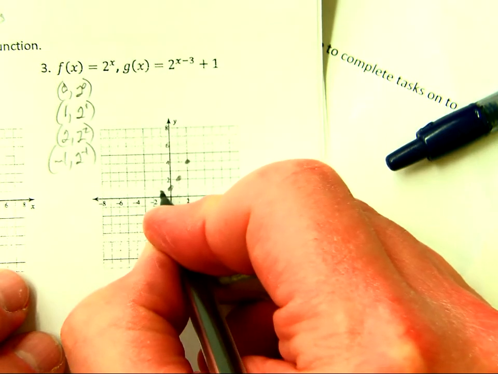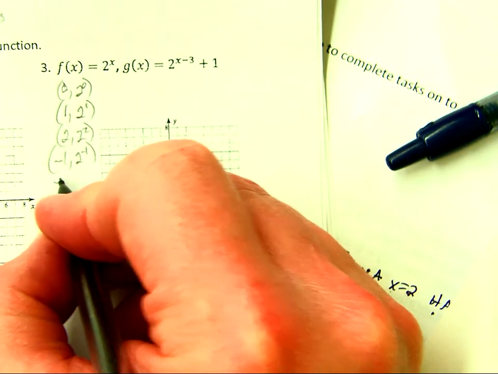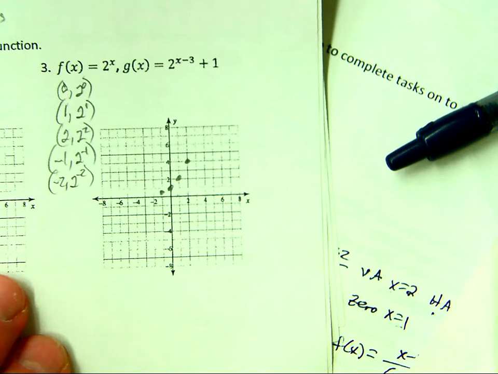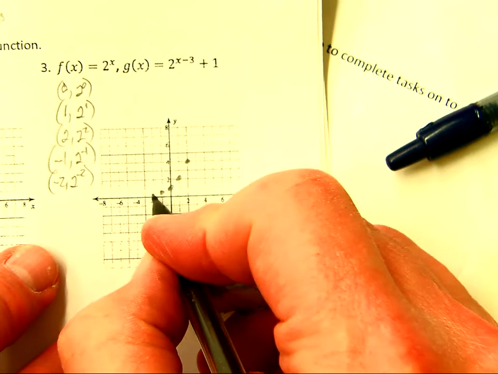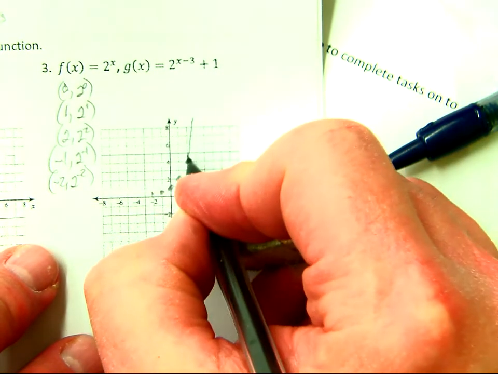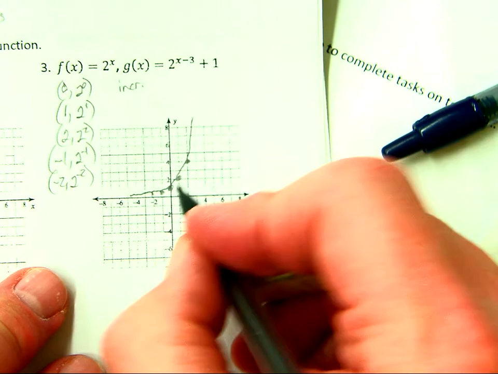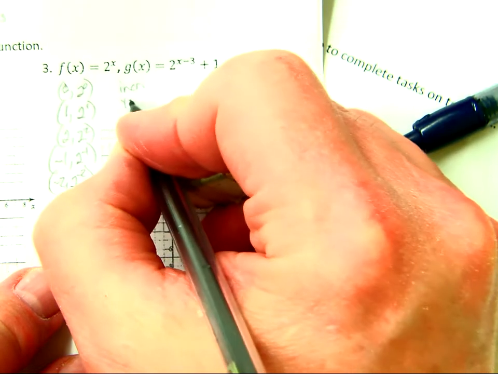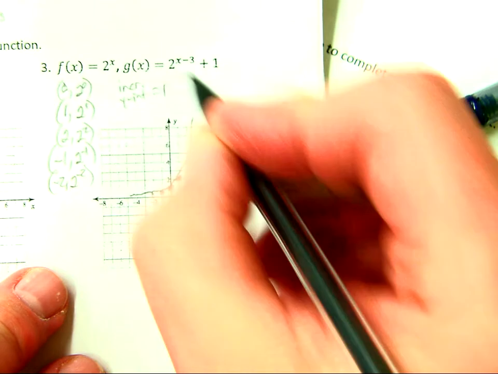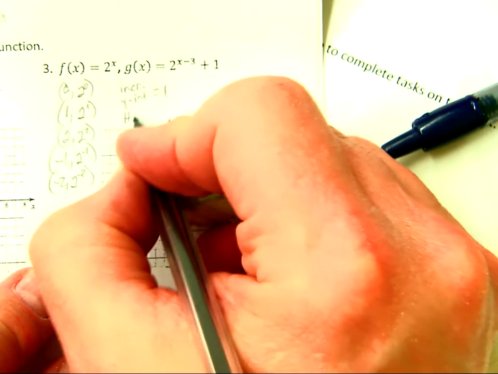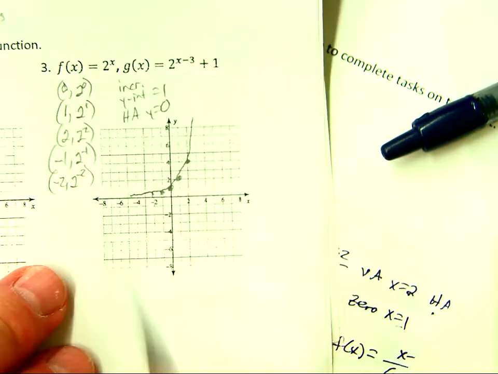So -1, 1/2. If we went -2, 2 to the -2, that means the reciprocal of 2 squared. Well, 2 squared is 4. The reciprocal of 4 is 1/4. So that graph looks like this. So again, it's increasing. It has a y-intercept at 1. And here it's going to get closer and closer to the x-axis, so it has a horizontal asymptote at y equals 0.